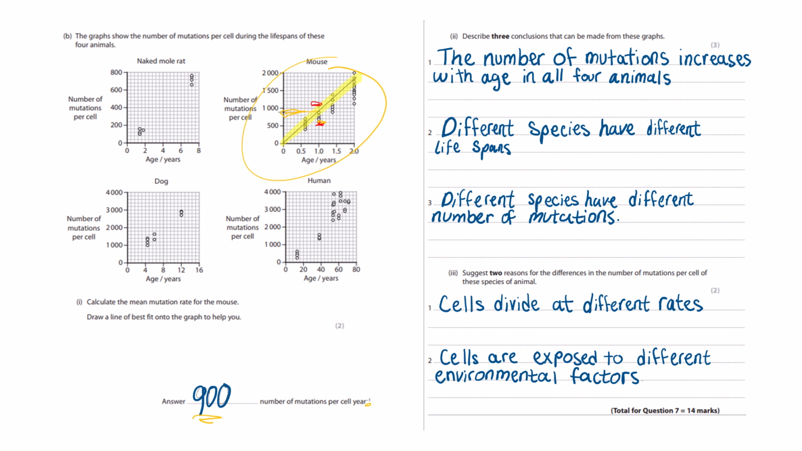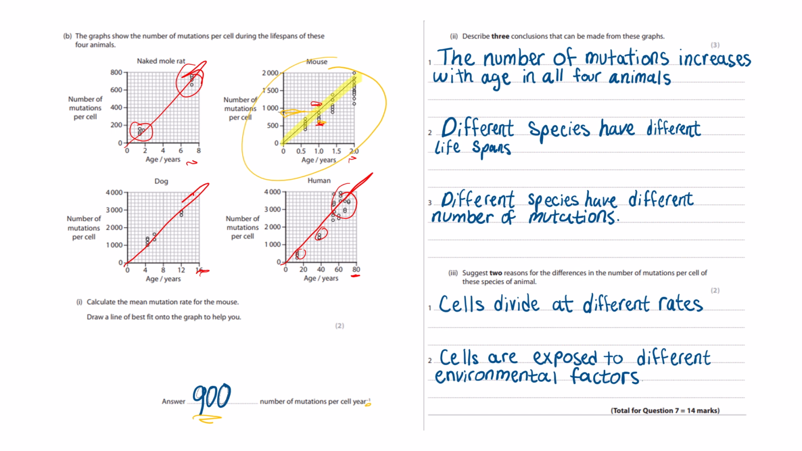Well, number 1, the number of mutations increases with age in all 4 animals. You can see over here, there's an increase in all of them. Okay. Number 2, different species have different lifespans. That's also true. Look at age here, 16, 8, 2, 80. They're all different. So the third point, different species have different number of mutations. That's also true. Look at the amount of mutations here, and then look at the amount of mutations here.